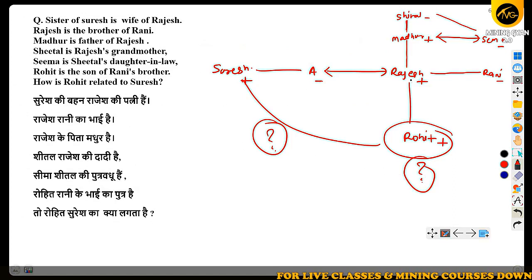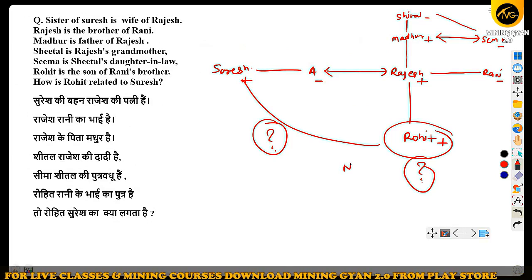So Rajesh and A is his wife and Suresh is A's brother, that means the relationship will be nephew. Okay, correct, nephew. In Hindi they call it bhanja, nephew. What else do they call it?